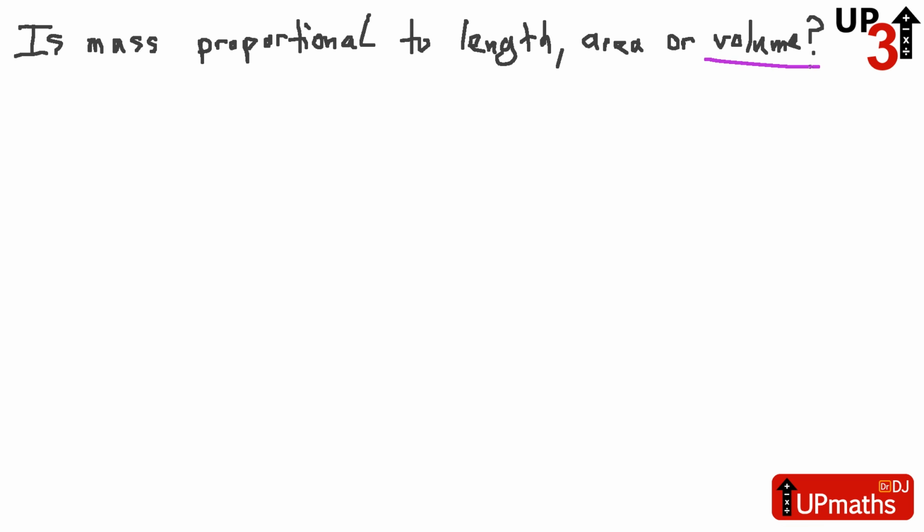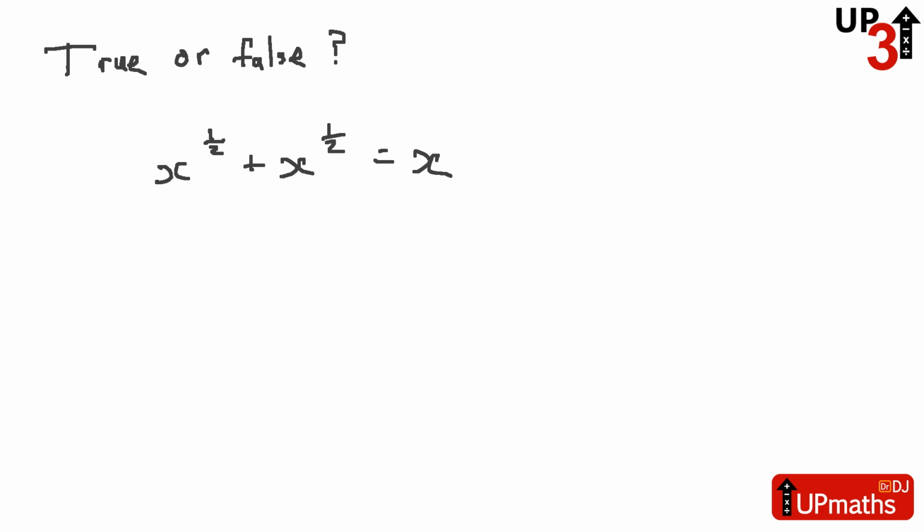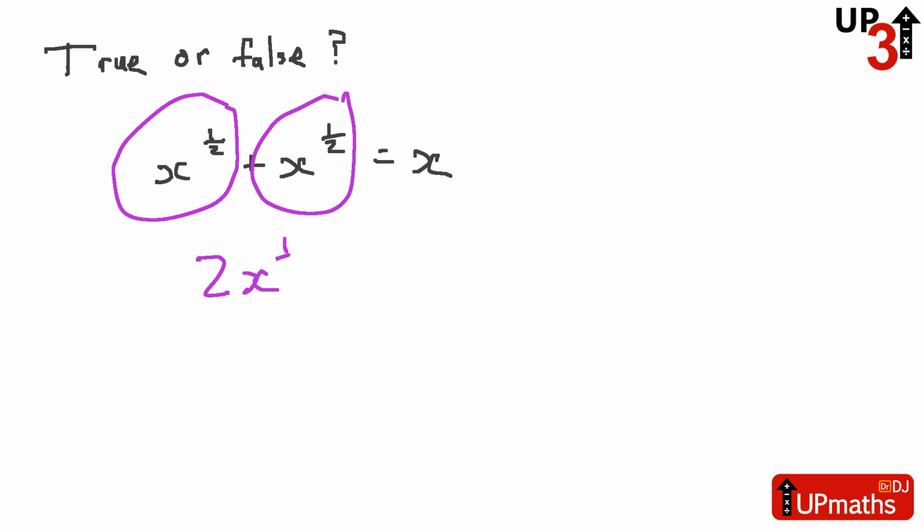Answer is proportional to volume. I like to throw this in just to check that you know. Mass depends on how much of something there is, so it's proportional to the volume. That can be important with the way some questions are worded. True or false? Right, we've got two objects added together. What's an elephant plus an elephant? 2 elephants. What's an x to the half plus an x to the half? 2x to the half. Well, that's not the same as x, is it? So it's false.